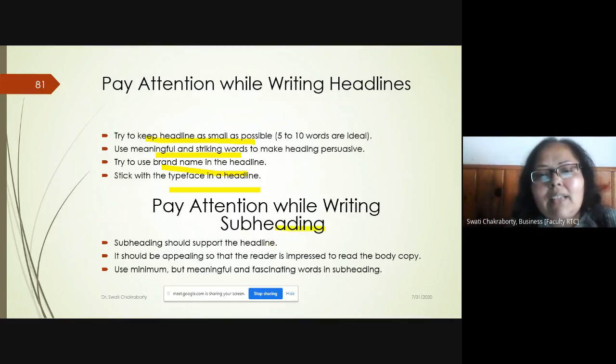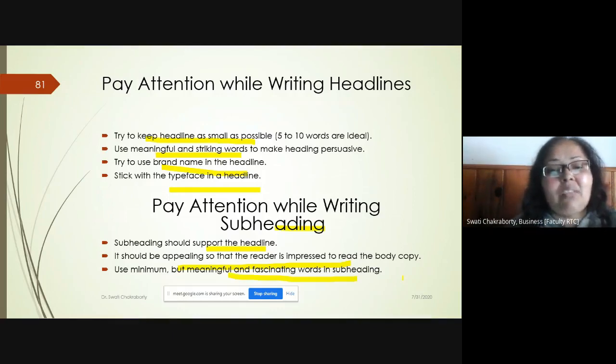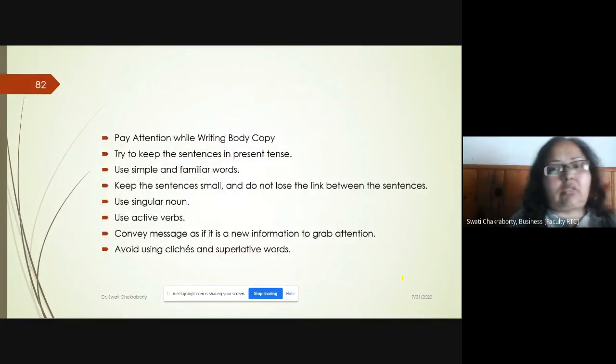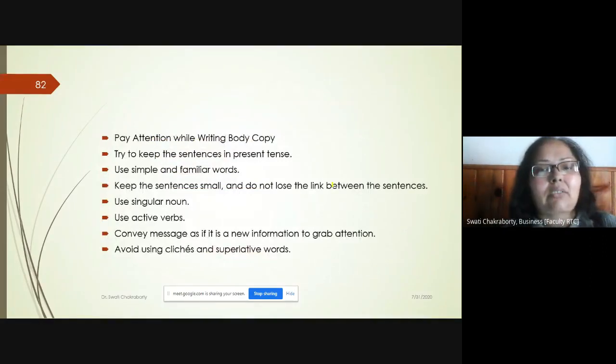While writing the subheading, it should support the headline. It should be appealing so that the reader is impressed to read the entire story, the entire body. Use minimum but meaningful, fascinating words. Minimum. Okay? Right. Pay attention while writing the body copy. Try to keep the sentences in perfect tense. Use simple and familiar words. Keep the sentences small and do not lose the link between sentences.